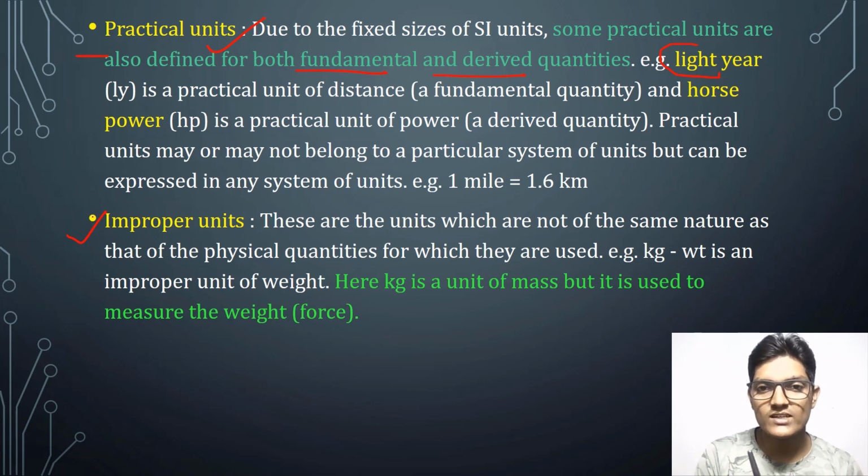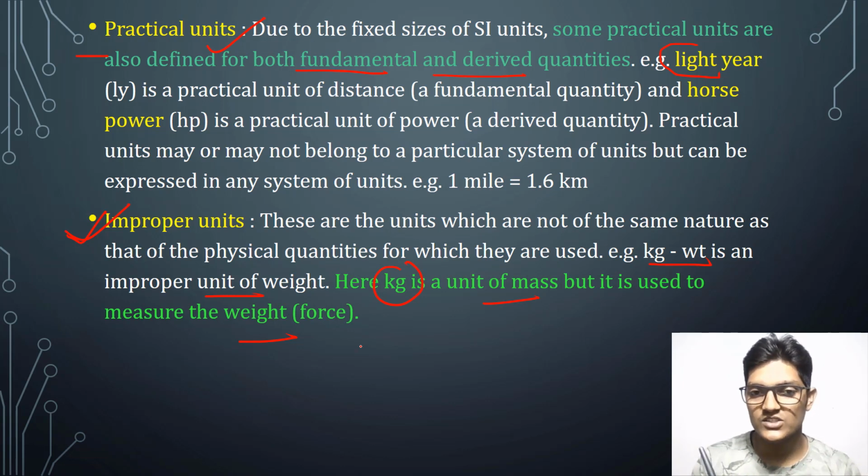And for improper units, you can see we have one example, kilogram weight. So kilogram weight is an improper unit of weight. Why? Because we use kilogram for mass, but it is used to measure the weight, and that is why it is an improper unit. Okay everyone, so it's a very simple thing, and if you have some doubt, I repeat once again that you can post it in the comment section.